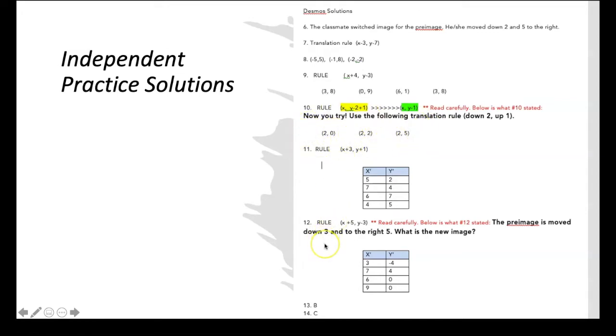Same thing for number 12. This one said the pre-images move down 3 and to the right 5. What is the new image? Well, again, we have probably become a little accustomed to putting the x coordinate first, but in this case, it gave me the move on y first. So you want to pay attention. So the move would be x plus 5, y minus 3. So I don't want you to make a mistake and write x minus 3 and y plus 5, because that's not the order in which the rule explained.